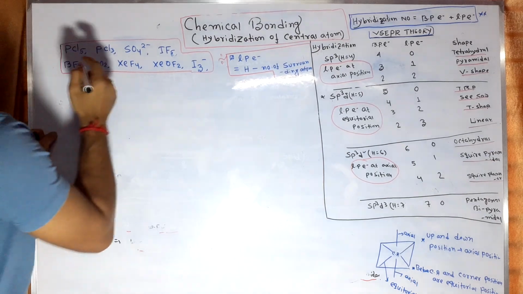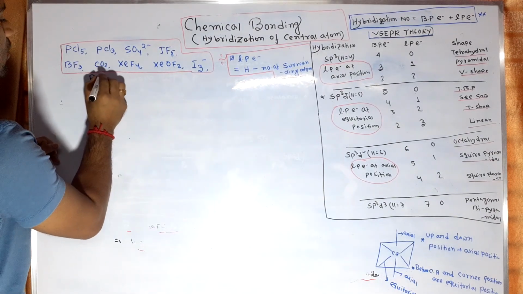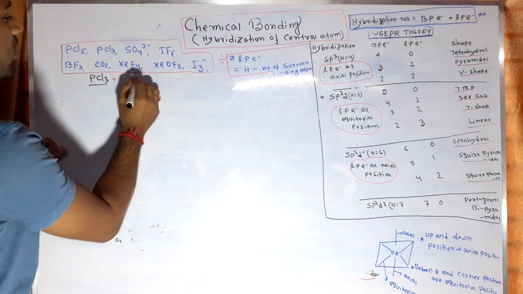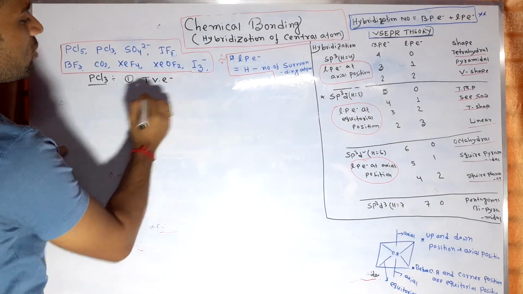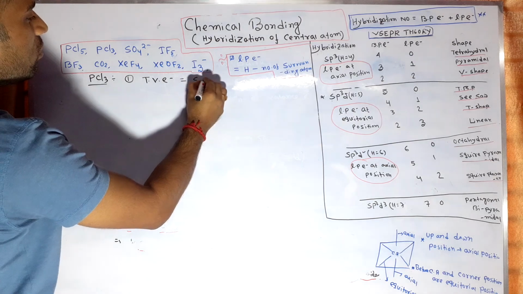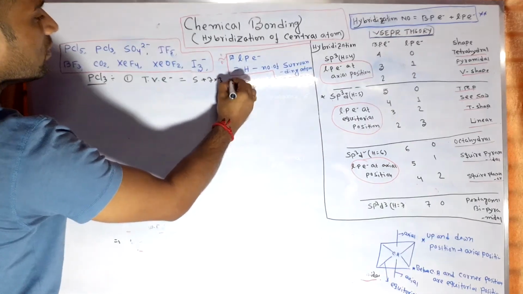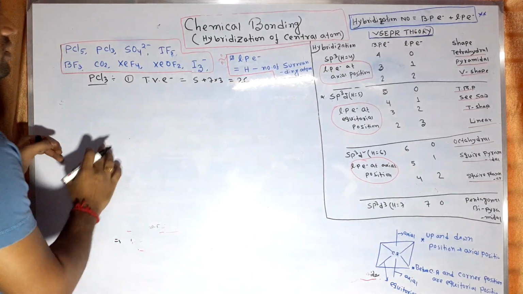Then we first count PCl3. Step 1: total valence electron, TVE, that means total valence electron. Phosphorus 5, chlorine 7 into 3, that means 26 total valence electrons.